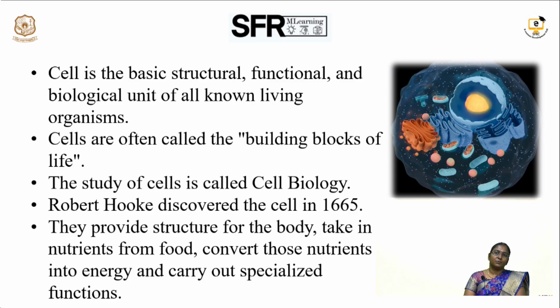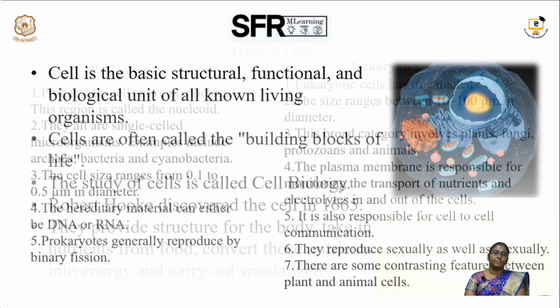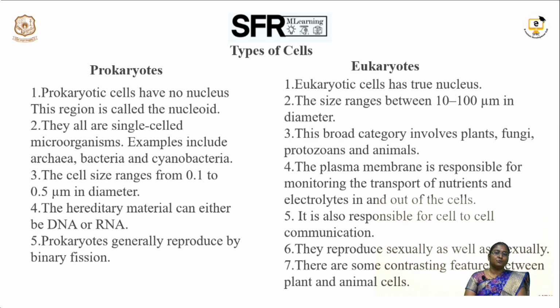The cell provides the structure for the body and the nutrients. It takes up the nutrients from the food and converts these nutrients into energy, and it also does the metabolism inside the cell. There are two types of cells, one is prokaryotic cells and another one is eukaryotic cells. Prokaryotic cells are found in the primitive organisms, whereas the eukaryotic cells are found in the developed organisms.